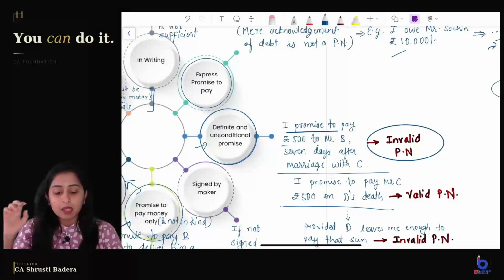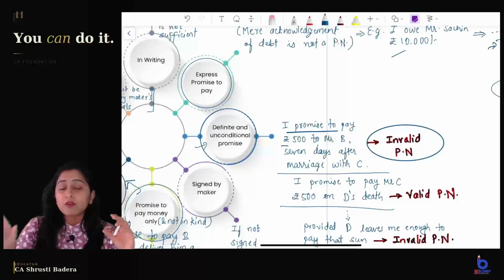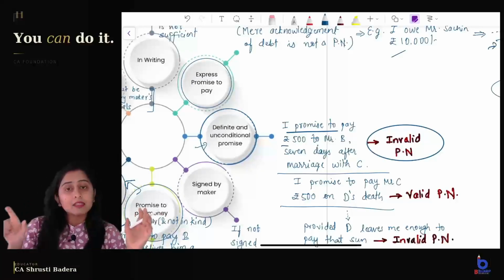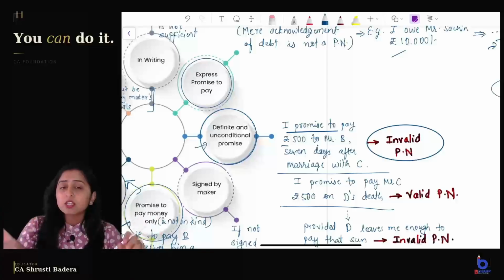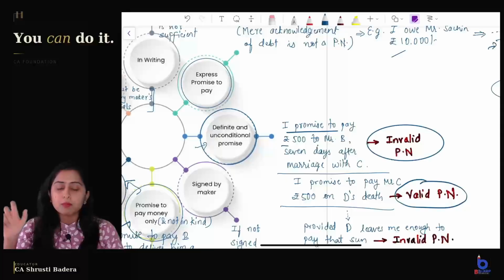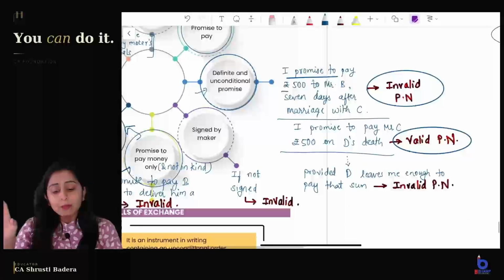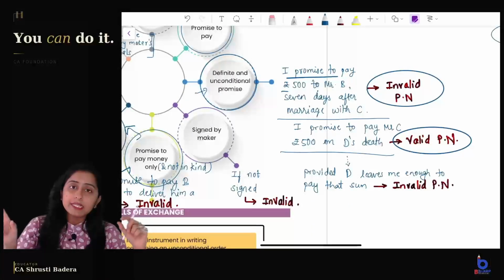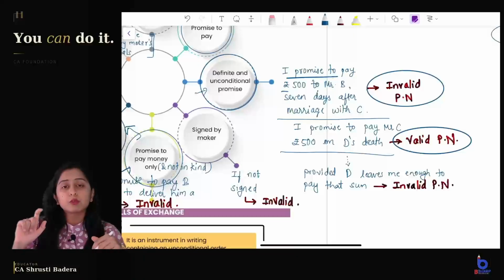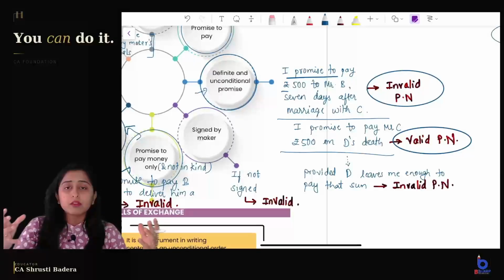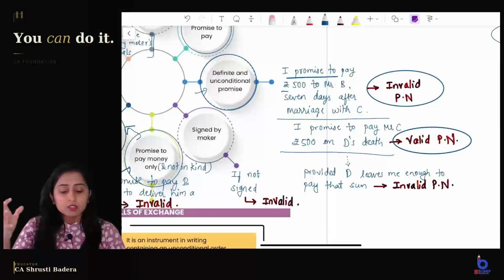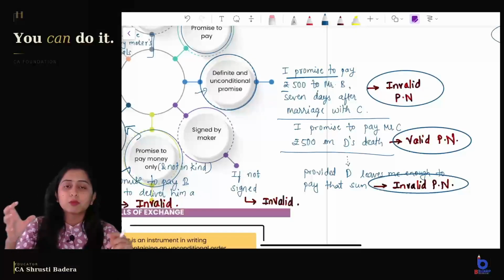But next example: I promise to pay Mr. C rupees 500 on D's death. Is death a certain event? Yes. So a condition is there, but it is a certain condition. That is why it is a valid promissory note. I promise to pay Mr. C rupees 500 on D's death provided D leaves me with rupees 500. That is uncertain because we are not sure if D will leave that amount, right?